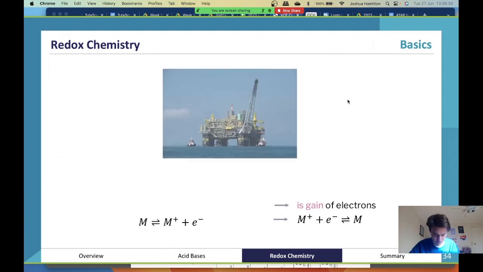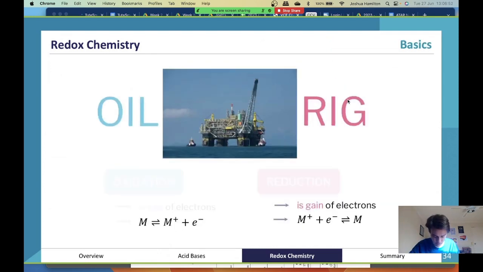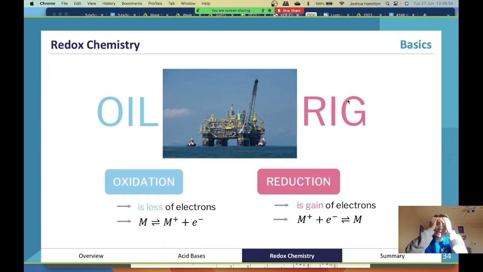I don't know why the transitions went a bit weird there. That was my bad. I think I tried to put animations in that went a bit skew-whiff.